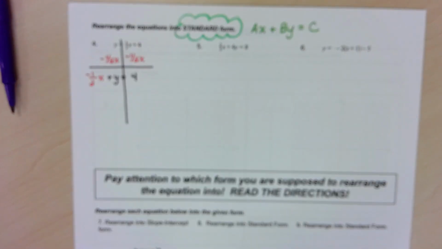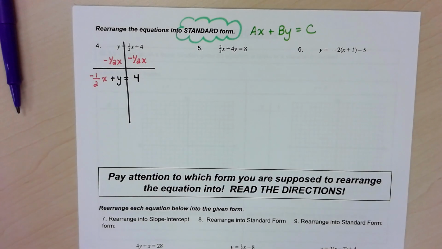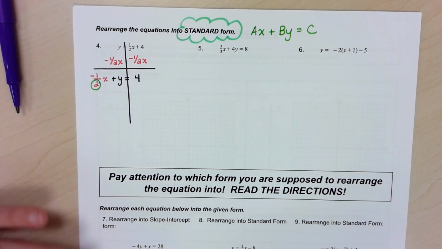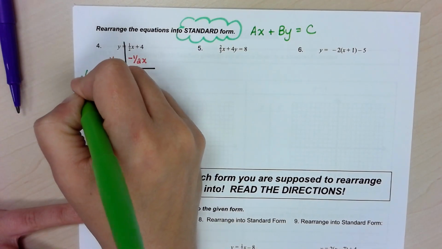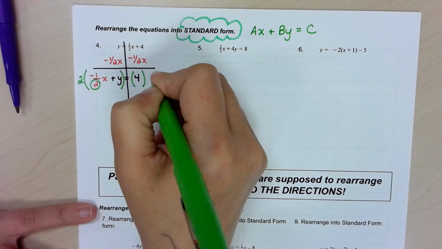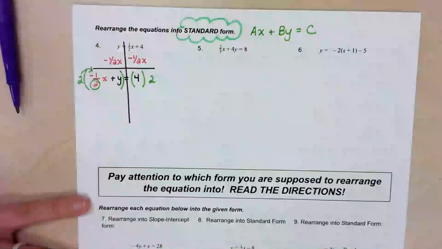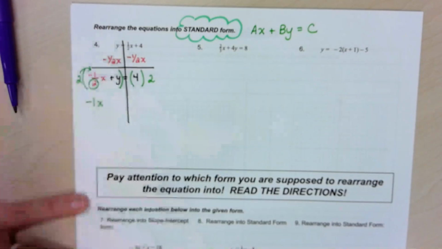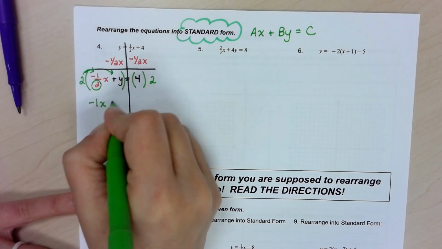Now in standard form, we don't want fractions. So what I'm going to teach you next is how to get rid of a fraction. What you do to get rid of a fraction is you look at the denominator. If the denominator is a 2, we're going to multiply by the number 2 on both sides of the equation. Now, when I do that, I need to distribute. So 2 times negative 1/2 just makes negative 1x, and 2 times y just makes 2y.